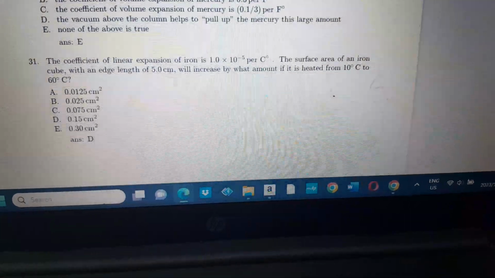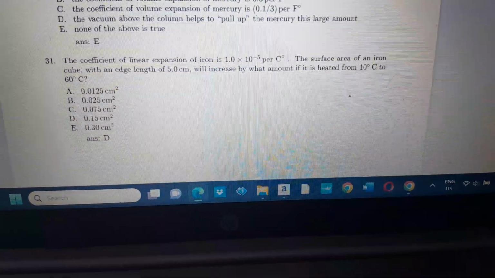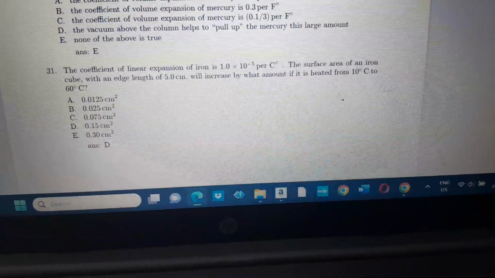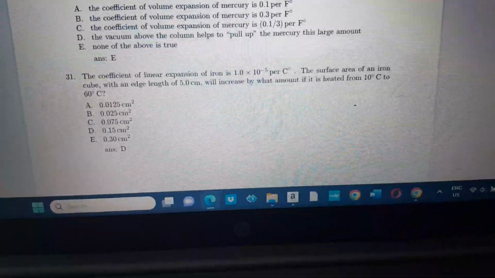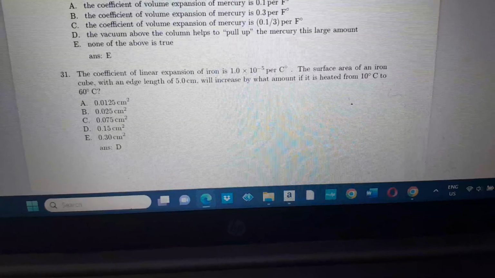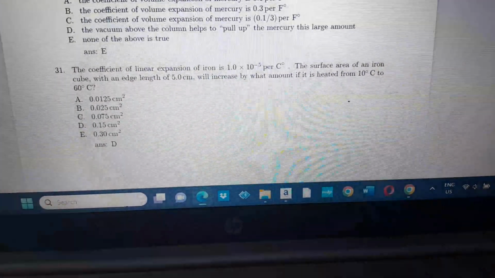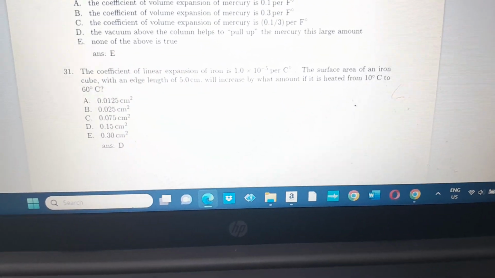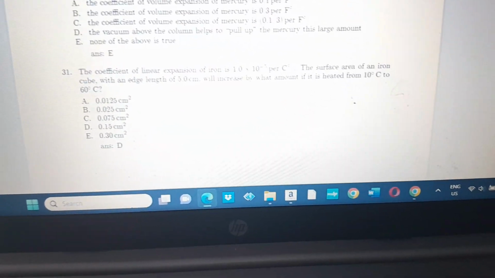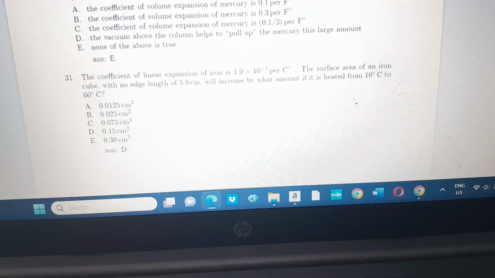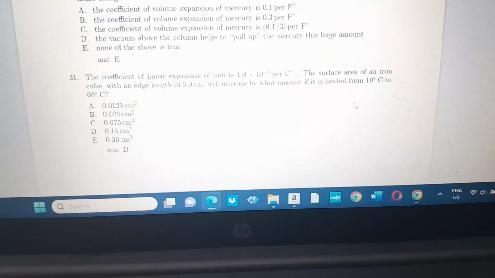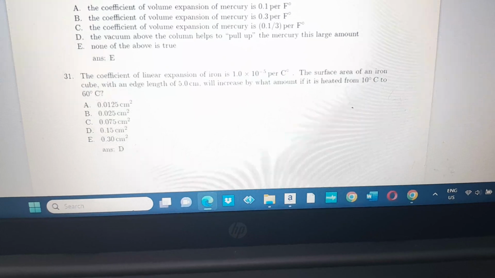The coefficient of linear expansion of iron is 1 times 10 to the power of -5 per degree Celsius. The surface area of an iron cube with an edge of 5.0 centimeters will increase by what amount if it is heated from 10 degrees Celsius to 60 degrees Celsius? So 0.15.